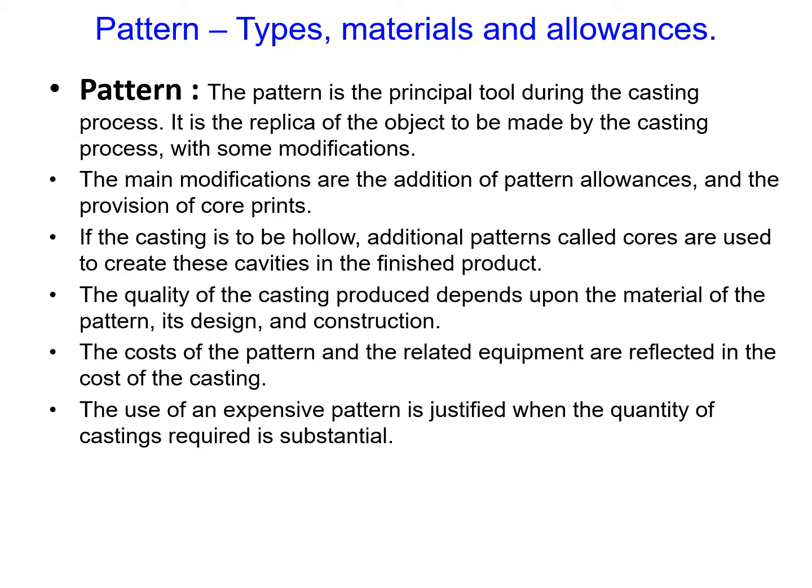The main modifications are addition of pattern allowances and the provision of core print. If the casting is to be hollow, an addition to the pattern called core is used to create the cavity in the finished product. The quality of casting product depends upon the material of the pattern, its design and construction. The cost of pattern and related equipment is reflected in the cost of castings. The use of expensive pattern is justified when the quantity of casting required is substantial.